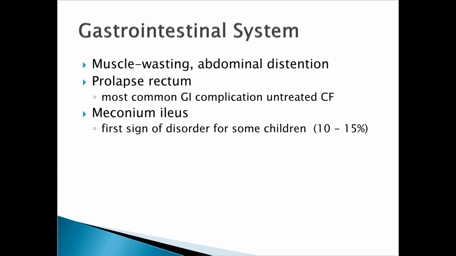They may have a rectal prolapse, which basically means that the rectum is prolapsed, so it's outside of their body. It's crazy if you've ever seen one. And it is the most common GI complication from untreated CF. So sometimes if they're a baby and they haven't been diagnosed with CF and they have a rectal prolapse, they're probably going to test them for CF. They may also have a meconium ileus, which is the first sign of the disorder for some children, about 10 to 15%.